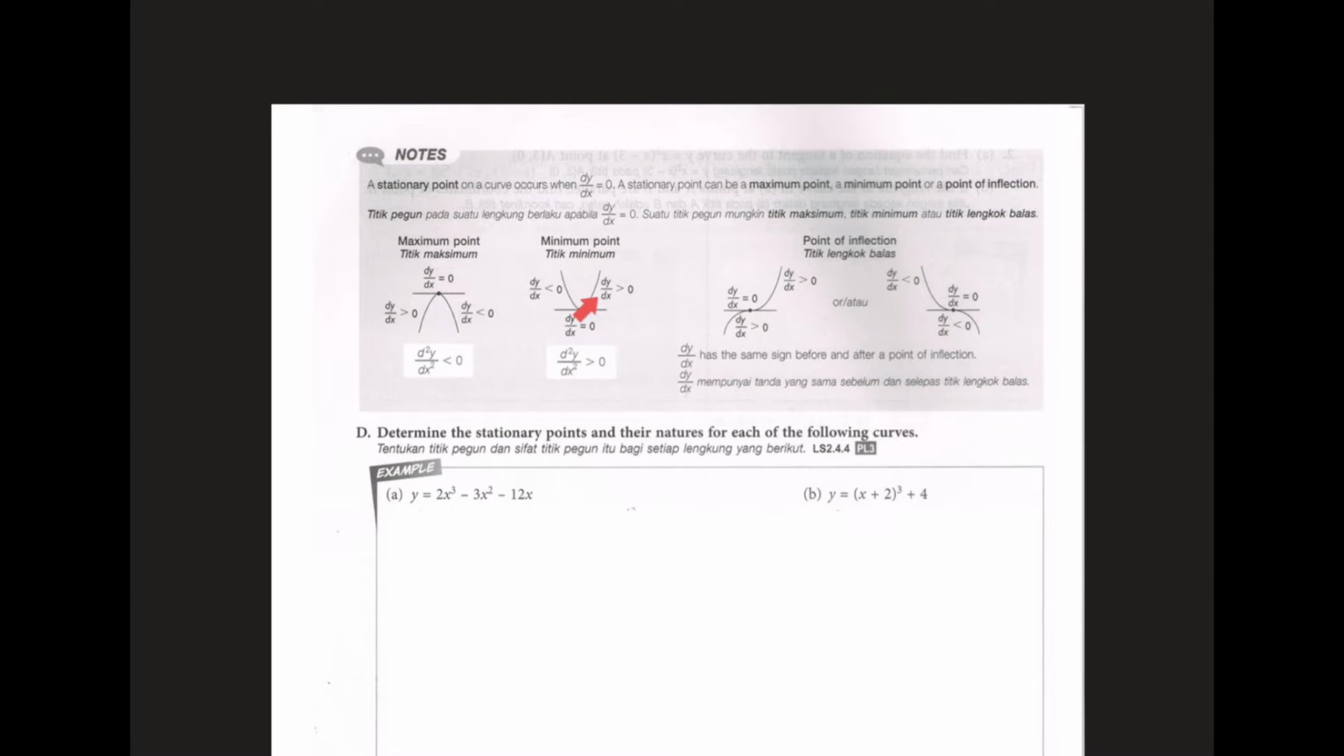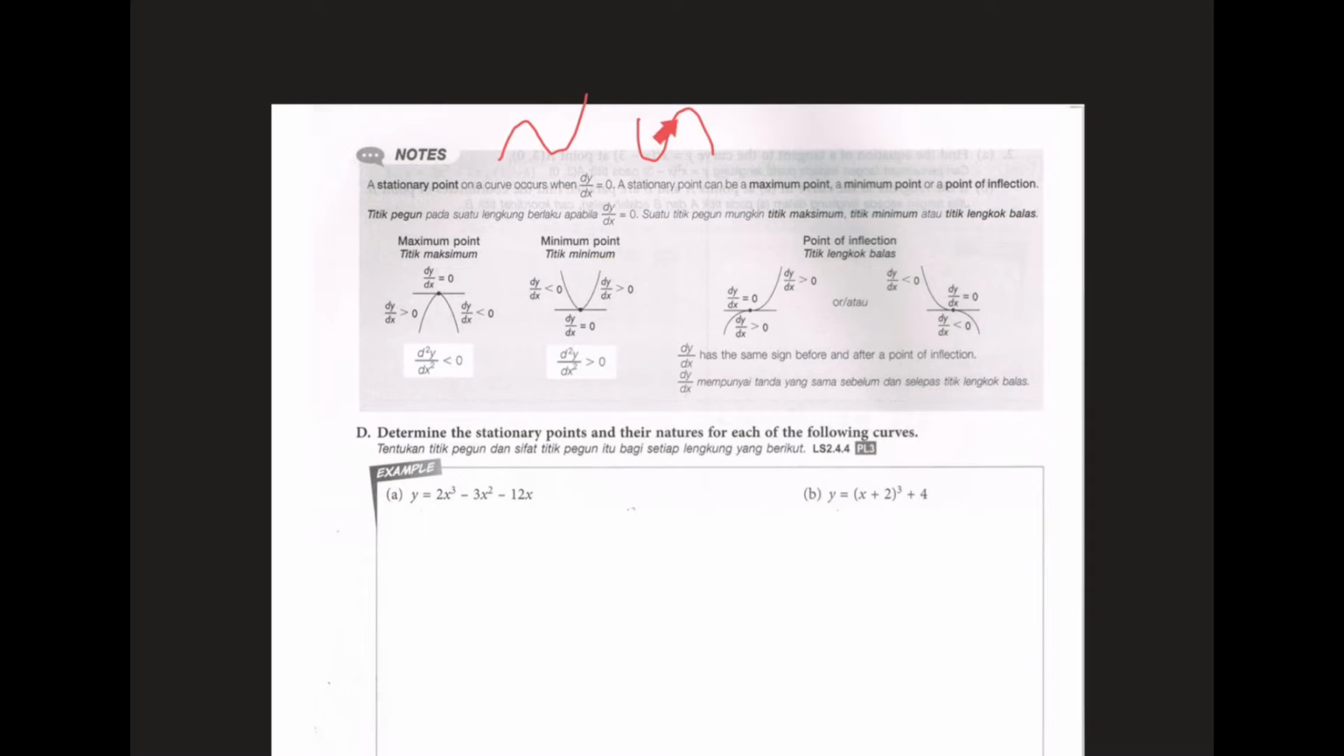Of course, a cubic also can have a maximum and minimum, because a cubic graph can be like this also, like this. I'll try to draw it. It can be like this cubic graph or like that. So there are two situations where we also have the maximum, minimum.